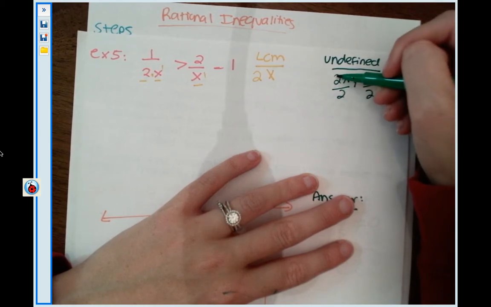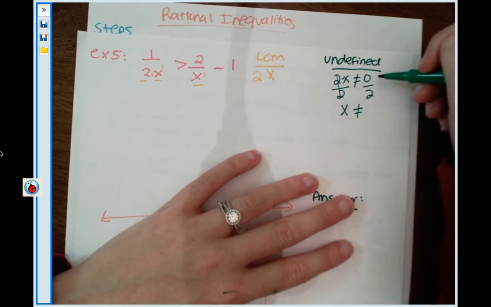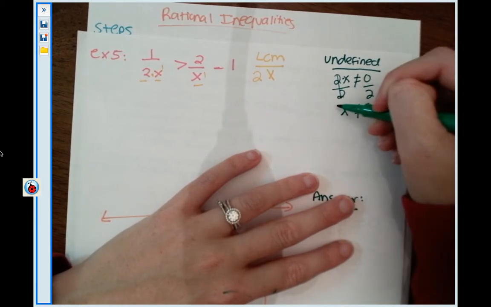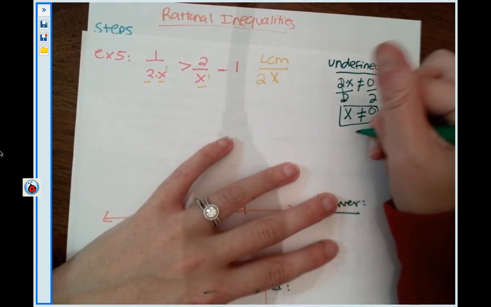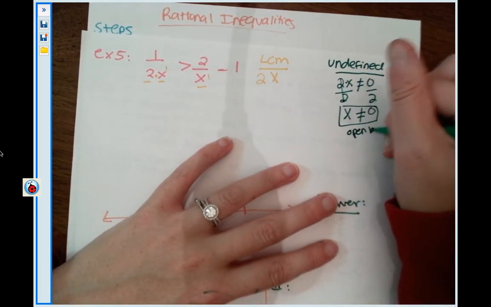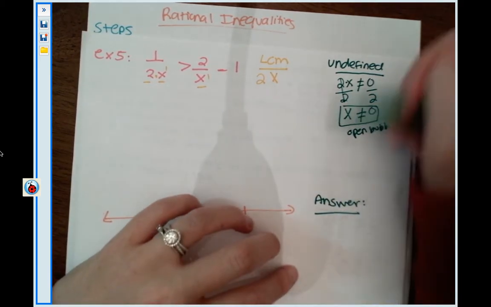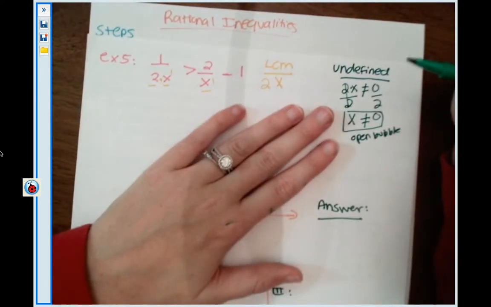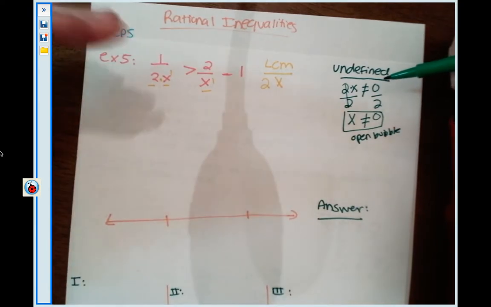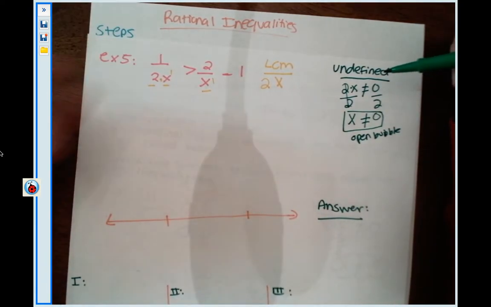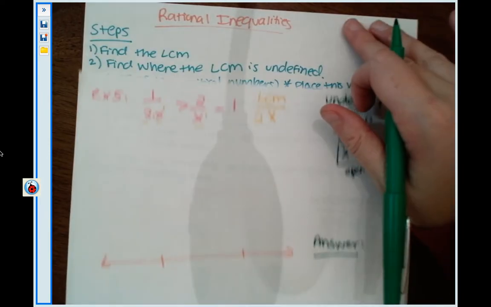So 2 divided by 2 cancels and turns to 1, so we're left with x cannot equal 0 divided by 2, which is 0. So this is one of the answers that will go on my number line, and remember this is going to be an open bubble on my number line. Don't forget that. This value in the undefined part is always an open bubble, because it will not work in my equation or my inequality. So step 2 is done.